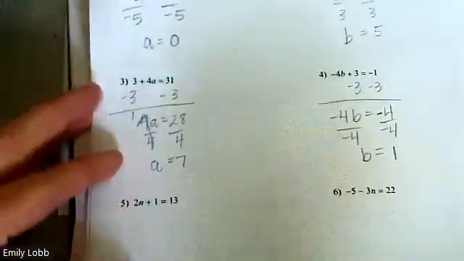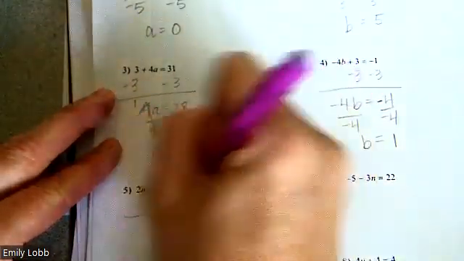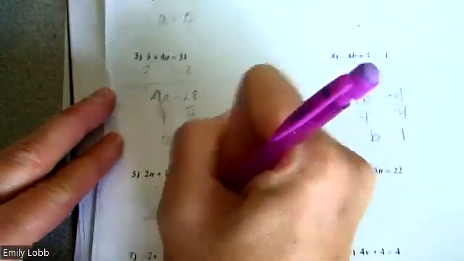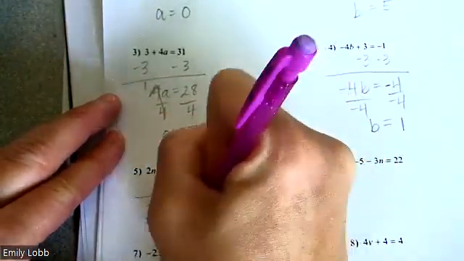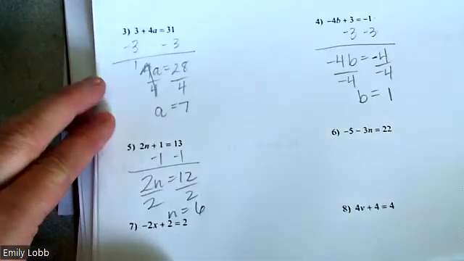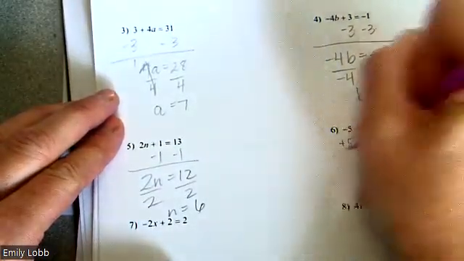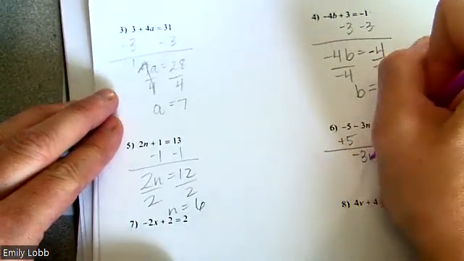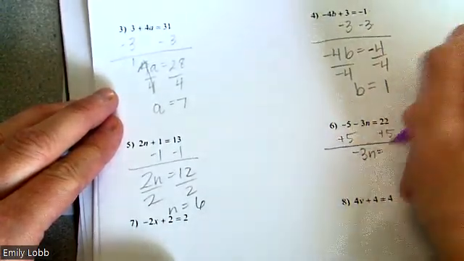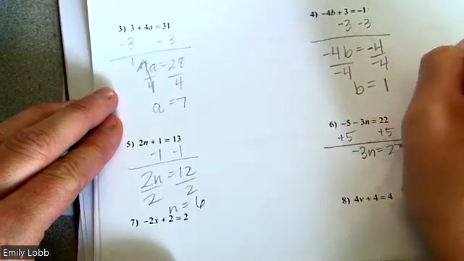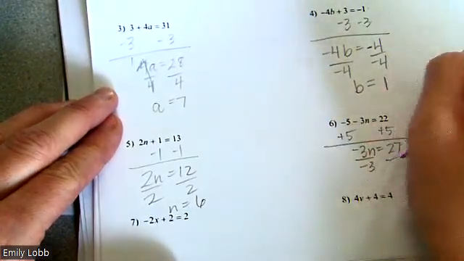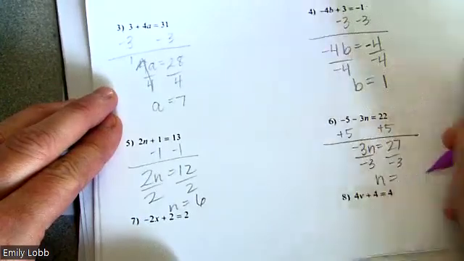Okay? Subtracting 1 from both sides. I have 2n equals 12. If I divide both sides by 2, n equals 6. I added 5 to both sides. So I have negative 3n. Don't forget to bring down those negative signs. Is 27. So I have to divide both sides by negative 3. So n should be equal to negative 9.